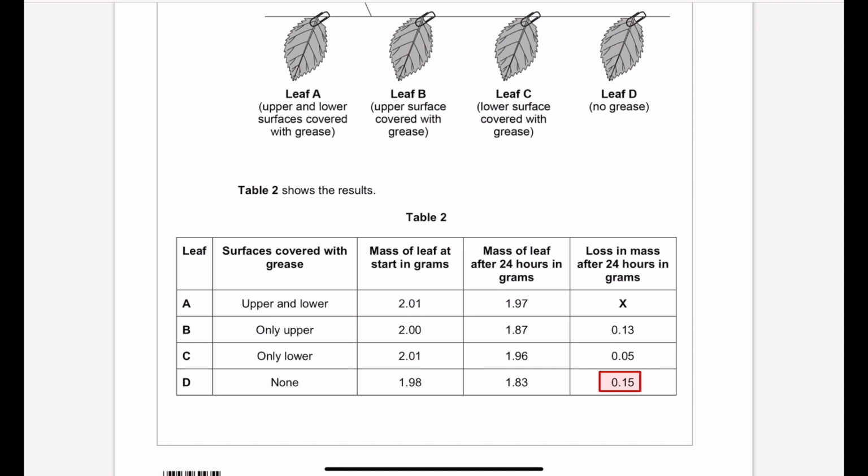Mass of leaf at the start in grams, which is given here. Mass of leaf after 24 hours in grams. This is initial mass. After 24 hours, the mass is 1.97. Similarly, the masses are given after 24 hours. The change in masses are given here. 2 minus 1.87, the loss in mass is 0.13. And similarly, the other masses are given here.